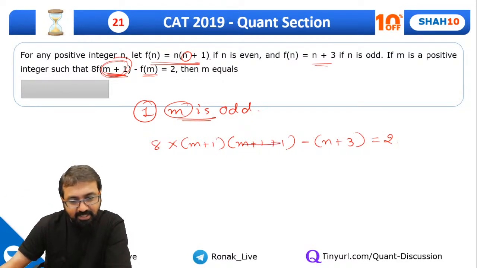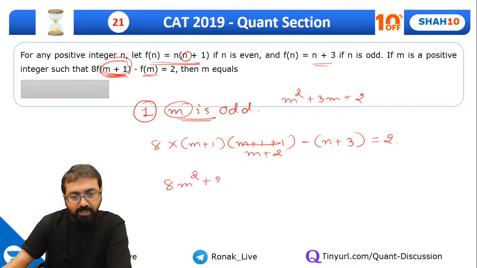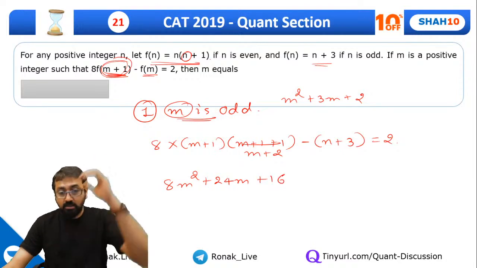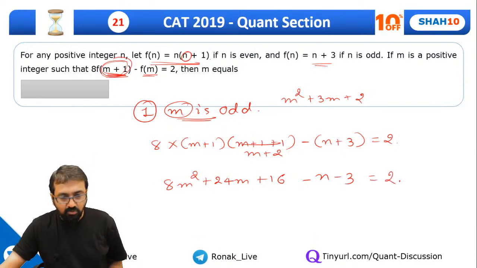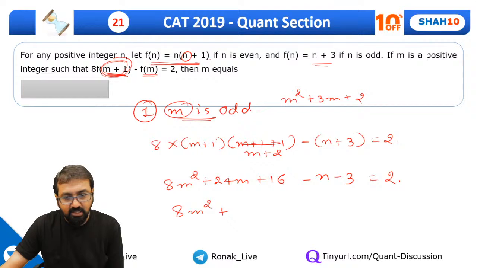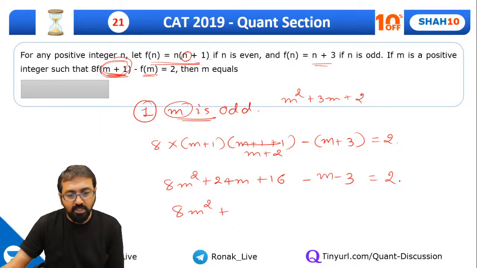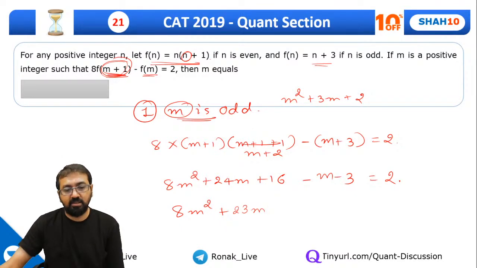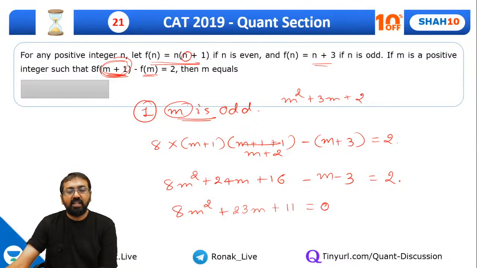What will we get over here? This is nothing but m+2. So (m+2)(m+1) is m² + 3m + 2, into 8. So we'll get 8m² + 24m + 16, minus (m+3), which is equal to 2. So let's solve this thing. I'm sorry, instead of n we need to put m, so this will be m+3. So 8m² + 24m - m, so this will come out to be +23m, plus 16 - 3 - 2, that is +11, is equal to 0. So 11 8s are 88.